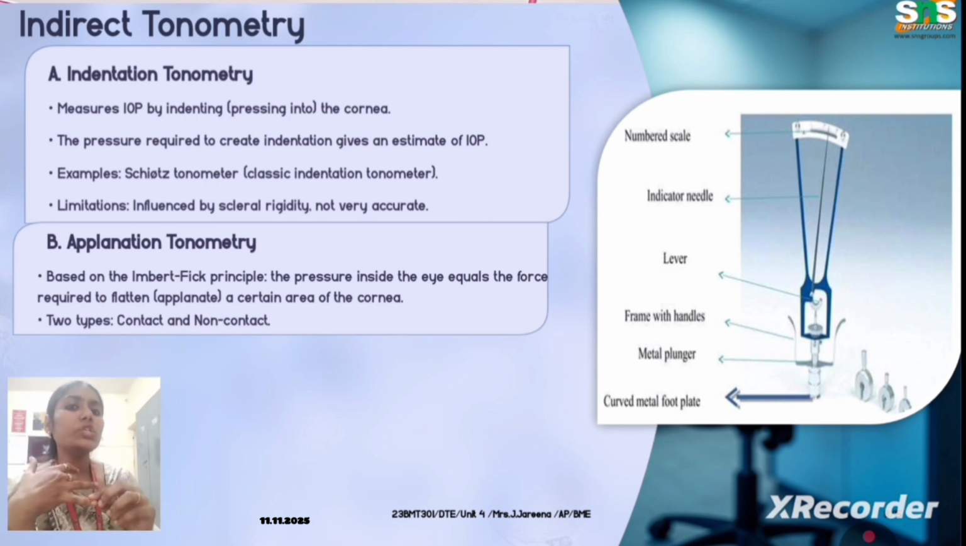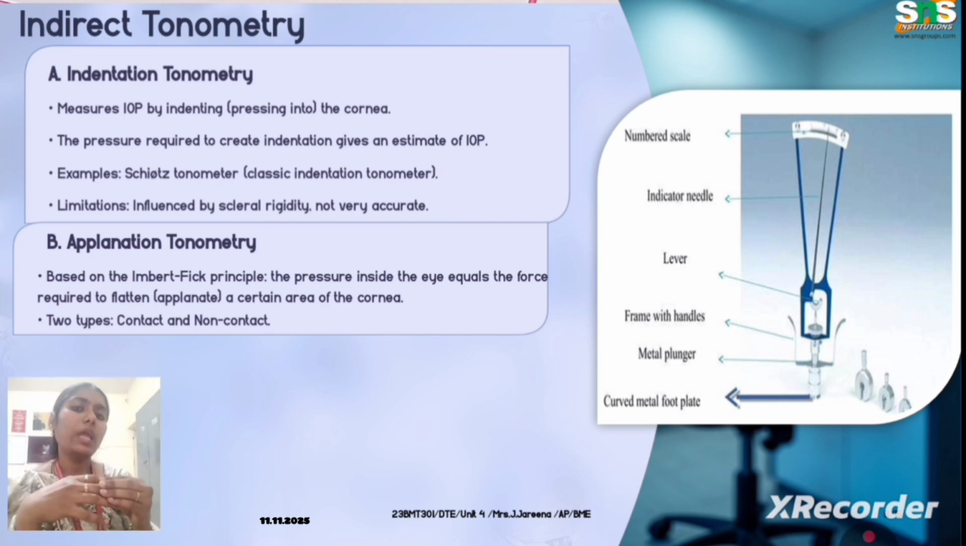In the indentation tonometer, we measure IOP by pressing into the cornea. The pressure which is required to create the indentation gives you the output, that is the intraocular pressure. An example is what I have given here. The limitation is that it is influenced by the thickness variance of the cornea.